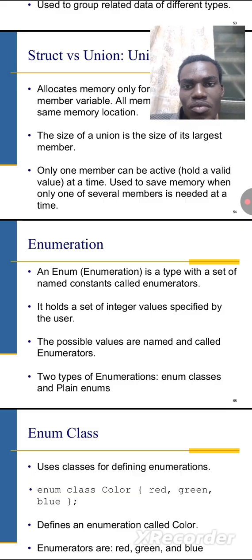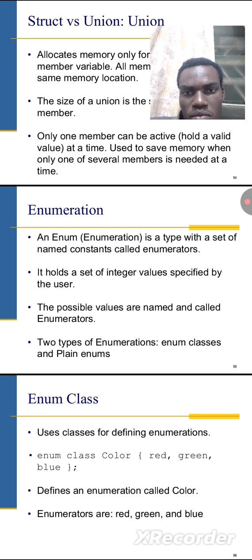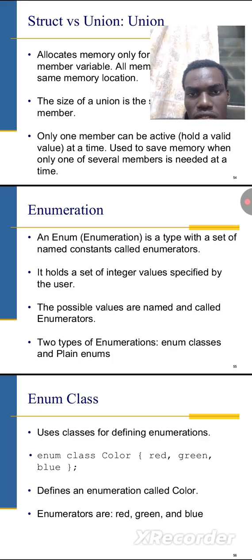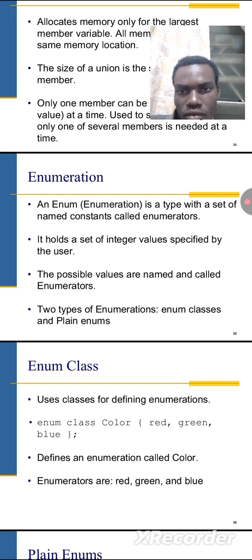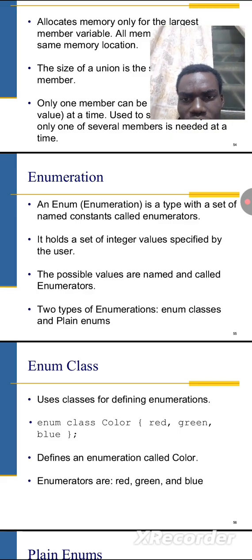Now let's look at the enumeration. To call out the enumeration, we use the enum. It's a type with a set of named constants called enumerators. It holds a set of integer values specified by the user. The possible values are named and called enumerators. Two types of enumerations. We have the enum classes and the plain enums.